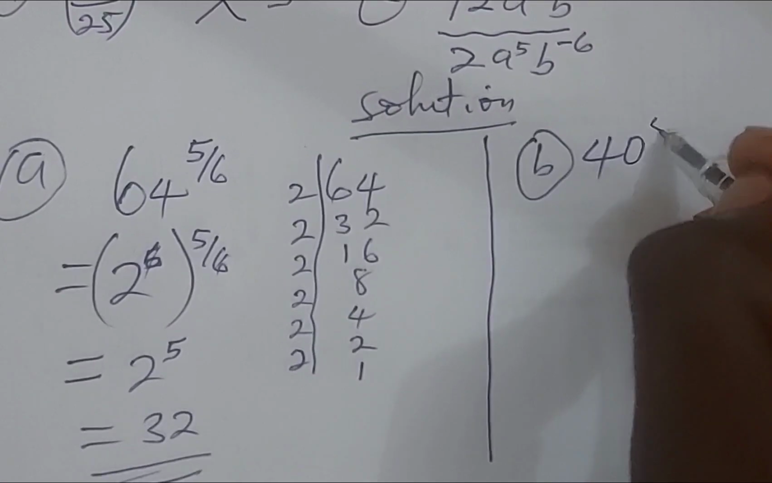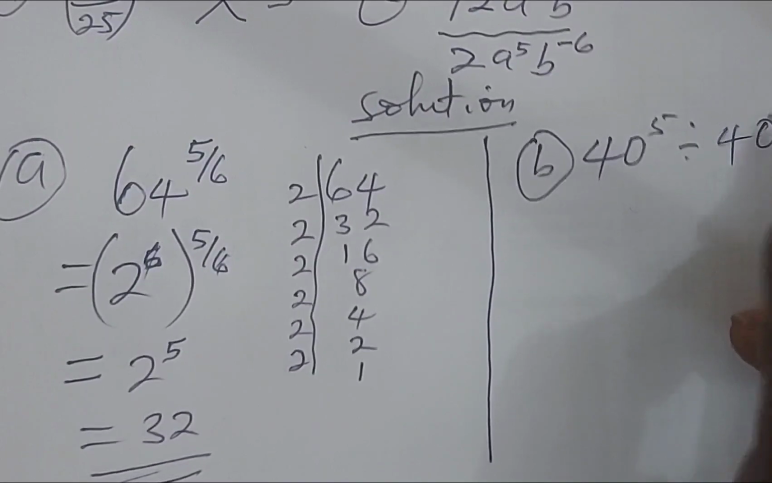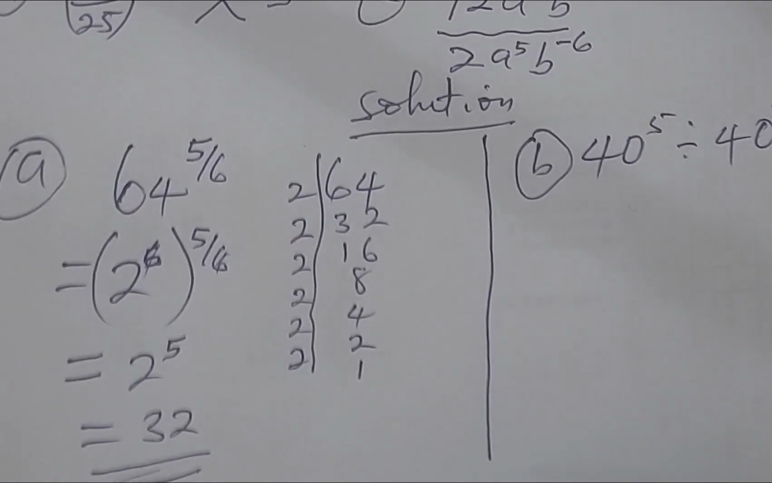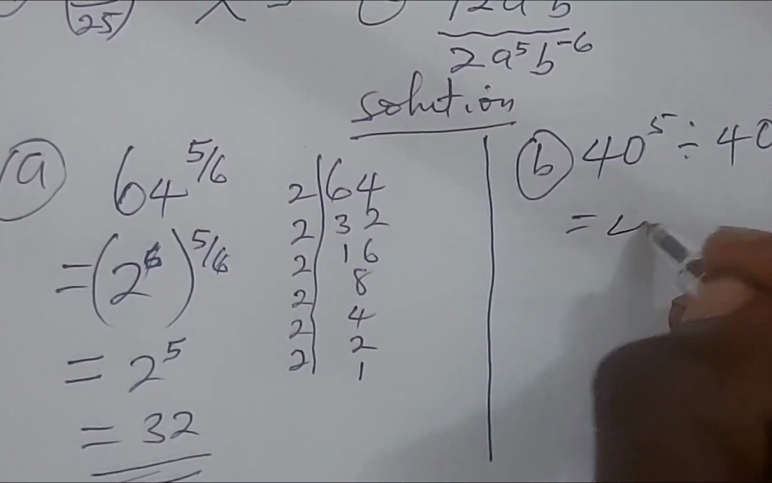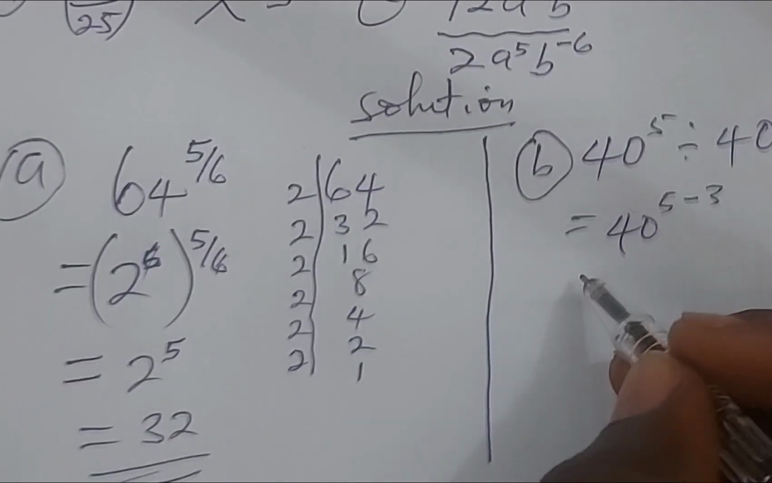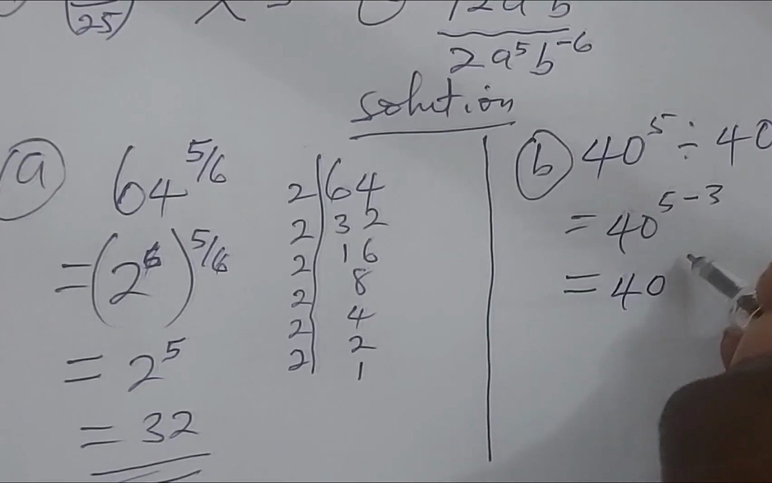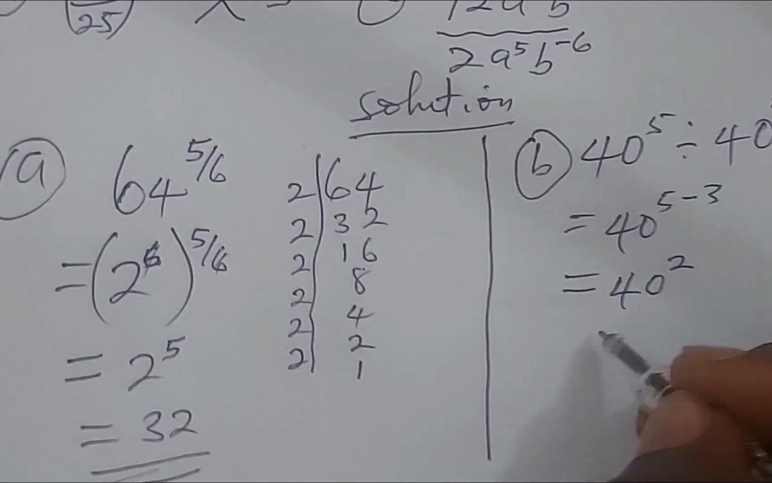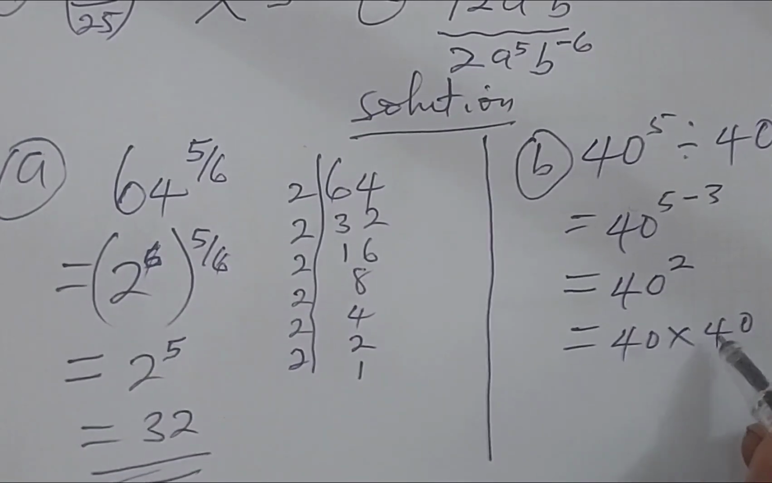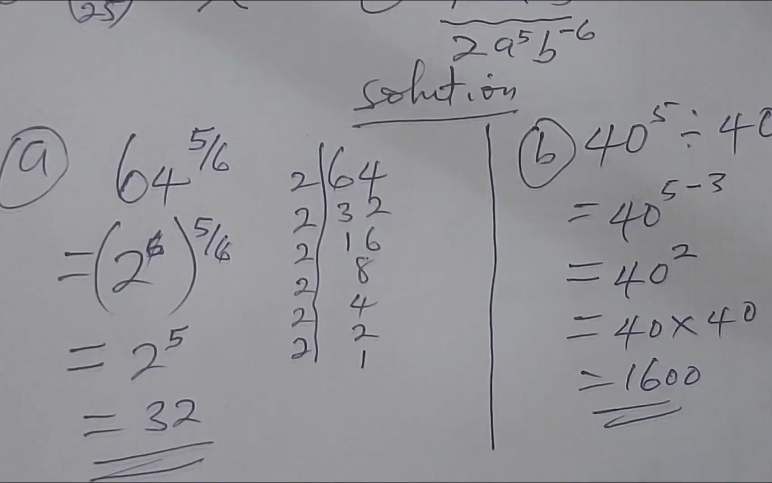We have our B here: 40 raised to the power of 5 divided by 40 raised to the power of 3. Like we learned in the previous video, it gives 40 raised to the power of 5 minus 3. It should be 40 raised to the power of 2. And 40 raised to the power of 2 is 40 times 40. 4 times 4 is 16, and 2 zeros. That is your answer.